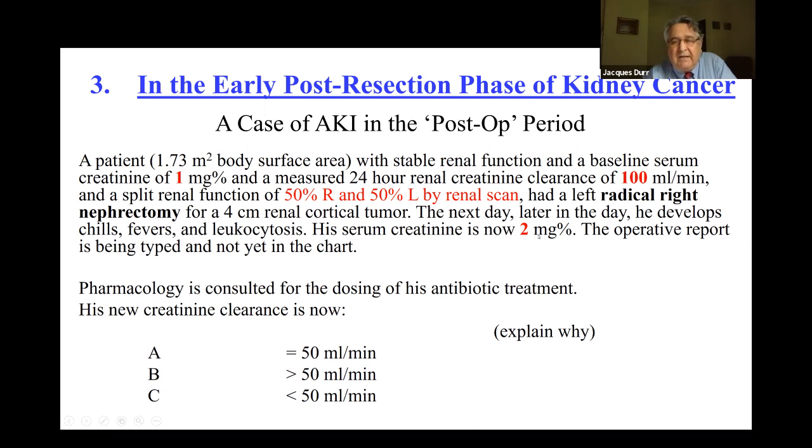We are in the early phase. We are asking, or you are asking, the pharmacologist to dose medication. The question is, what is his GFR? He had a GFR of 100, 50, 50. So if you take one kidney out, will his GFR be 50? Will it be more than 50, or will it be less than 50? I let you choose your answer. The real answer is on the next slide.